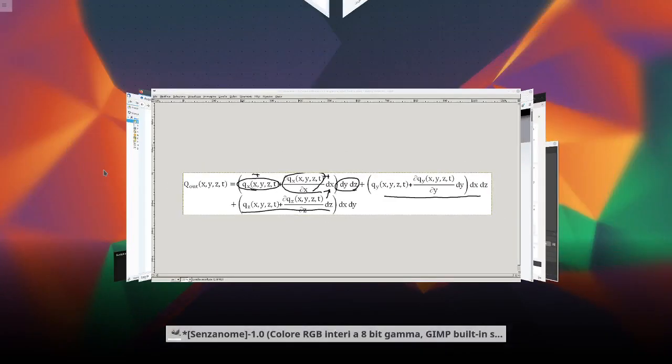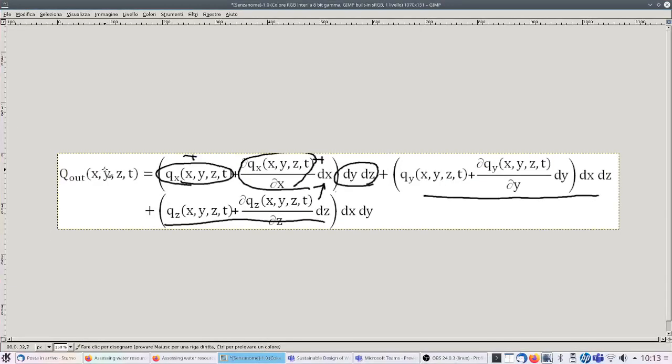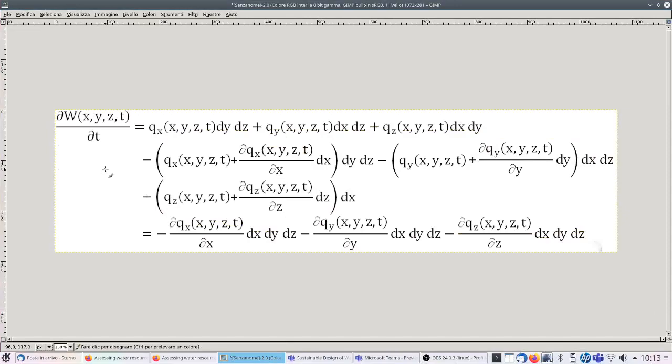Let me see if I can do it here. I'm still waiting because I have a double screen and I see that it's quite slow. The change of the screen is quite slow.